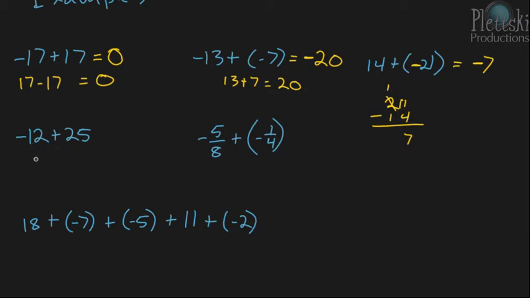Okay, this next problem, -12 plus 25. Well, the absolute values are 12 and 25, right? Because -12 is 12 units away from 0, and 25 is 25 units away from 0. So which one of these has the larger absolute value? Which one is farthest away from 0? Well, it's going to be the 25. 25 is farther away from 0. So our answer is going to have the sign that goes along with the 25, which is positive. So our answer is going to be positive. And then we just take the difference of the absolute values. So 25 minus 12. And 5 minus 2 is 3, and 2 minus 1 is 1. So our answer is going to be a positive 13.